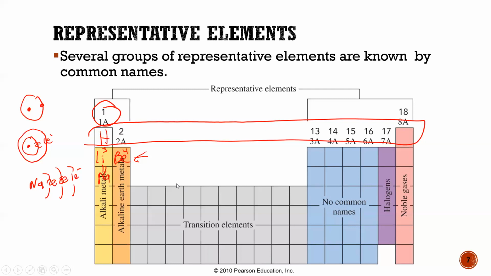So I hope this video helps you understand the basic organization of the periodic table and realize that you do not need to memorize the location of everything, and you'll be able to refer to the periodic table.